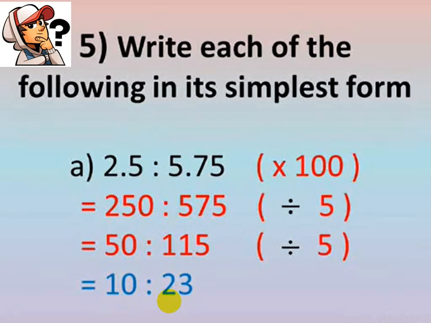To verify your answer, in the calculator, you will write the fraction. Write 2.5 in the numerator. Write 5.75 in the denominator. And press equal. You will get, in the simplest form, 10 over 23. 10 over 23 means 10 to 23. As the answer, it was 10 to 23.